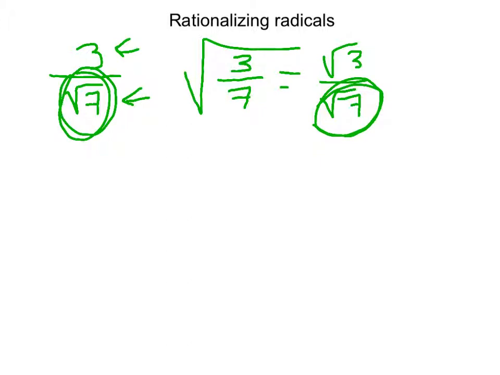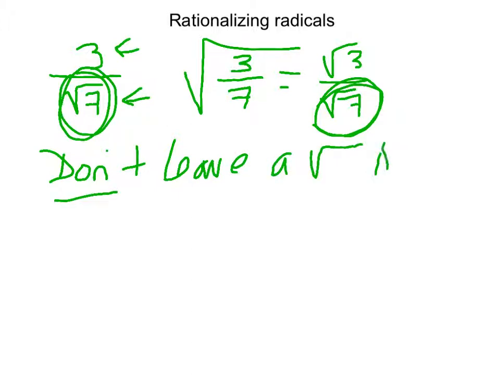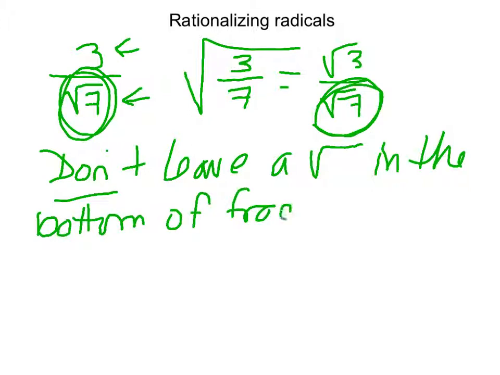Rationalizing radicals, to put it simply, is: maybe write this in your notes, don't leave a radical in the bottom of a fraction. You can do it as part of a step in a process, but you don't want to leave it that way as a final answer. If you're taking the MCAS or the SATs, your multiple choice answers aren't going to have radicals in the bottoms, so you better know how to kick them out.